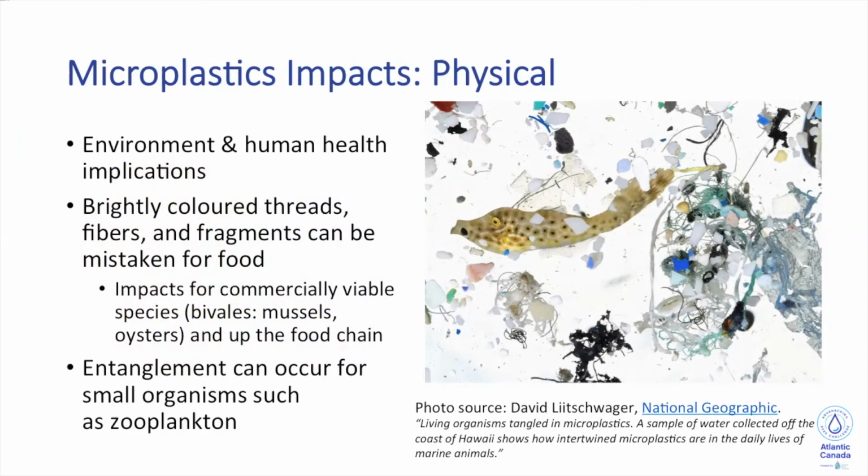So physical implications can happen for especially tiny little organisms in the marine environment. Fragments can be mistaken for food, and those impacts can move up the food chain. For example, filter feeders may ingest microplastics, and then that could move up the food chain for their prey. Entanglement can also occur, as you can see in this photo, from zooplankton. So a tiny little thread being wrapped around a small organism can also occur. It's kind of like a micro scale of the larger entanglement issue.